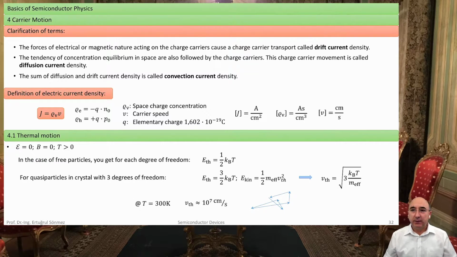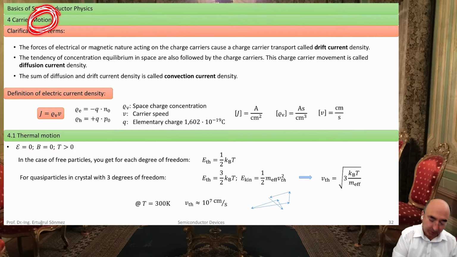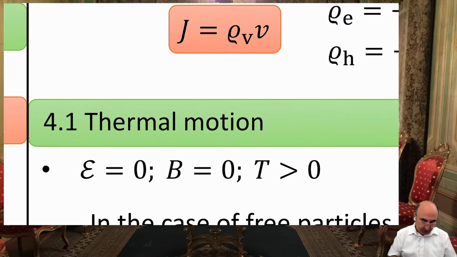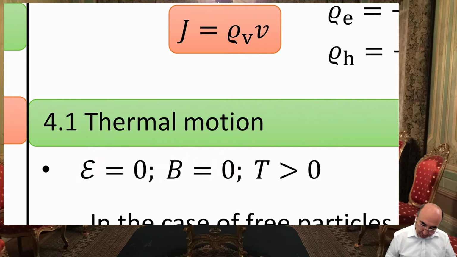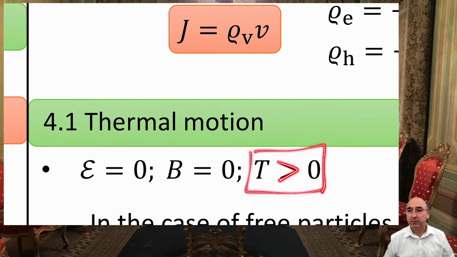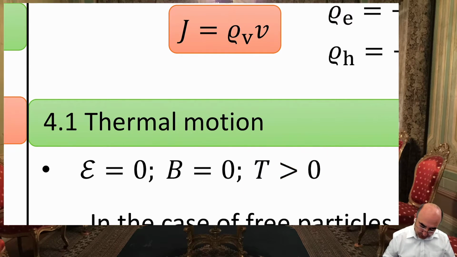Now let's take a look at the origin of the movements. So again, we are talking about movement. So thermal movement. For the thermal movement, the electric field is zero. The magnetic flux density is zero Tesla. But the temperature is above zero. That's the important point.